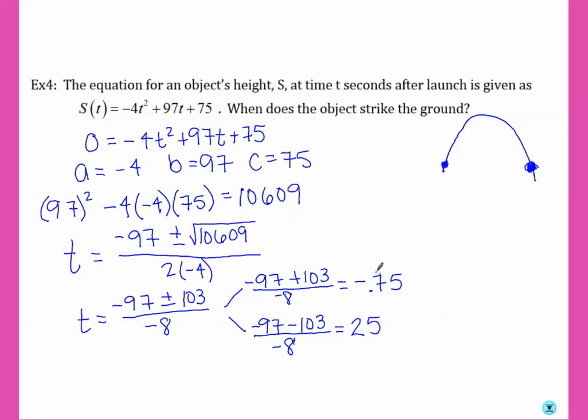Which one of these answers makes sense for when the object is going to strike the ground? Hopefully you said 25 because we're talking about time, and time is positive because we can't go back in time yet. So we know that the object will strike the ground after 25 seconds.